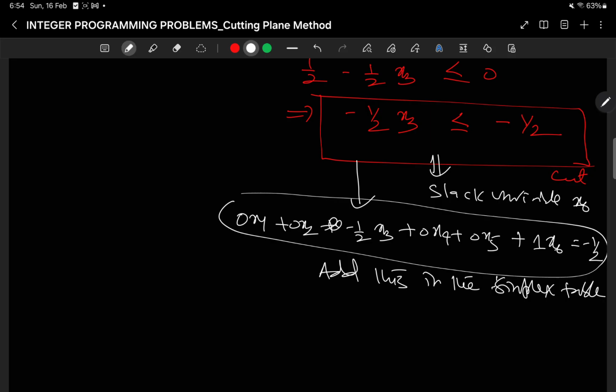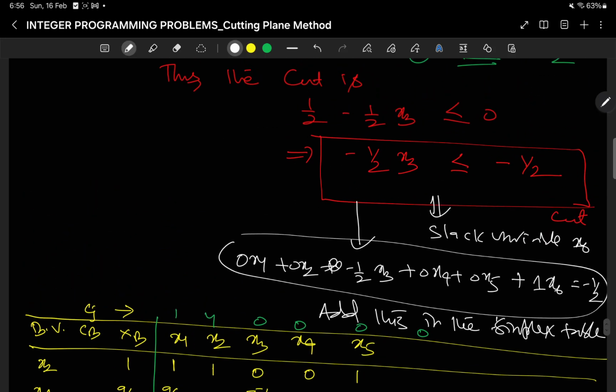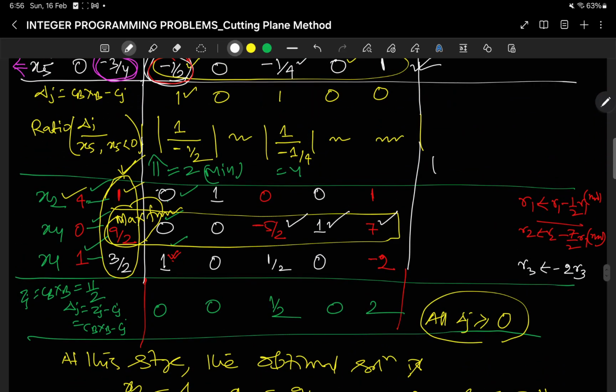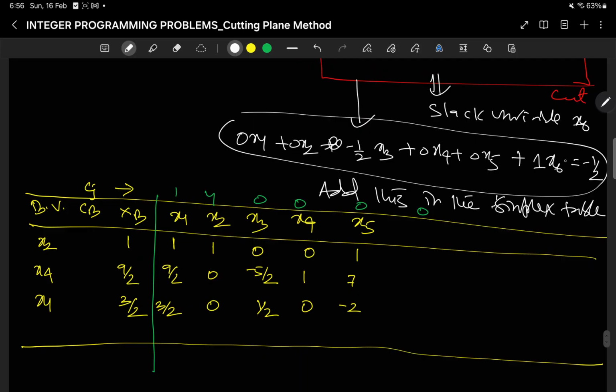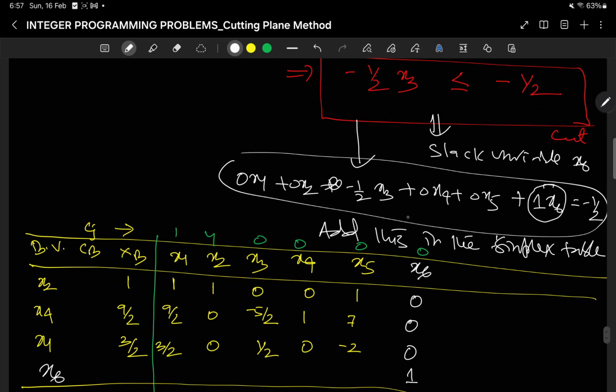Okay, now we have the new simplex table as follows. Now we just shift the previous table here. We have one more additional variable, that is x6, and x6 is 0 0 0, and x6 is here, and this is my 1, and here only we have minus half x3. This is only minus half, and we have 0, 0, 0 and 0, and the right hand side is minus half.